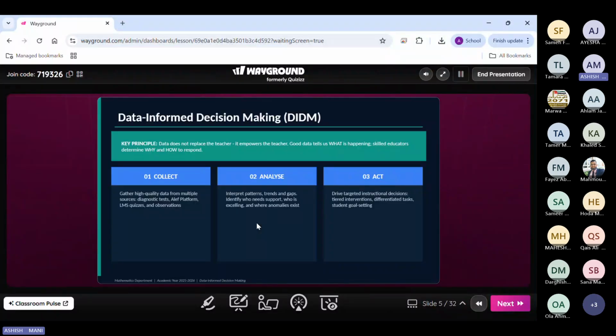Now, the next slide is about data informed decision making. In this slide, we have three steps. First is collect the data, analyze the data, and act on the data. The key idea here is data does not replace the teacher. It empowers the teacher. Data tells us what is happening inside the classroom or inside the lesson. We as teachers have to figure out why and what to do next.